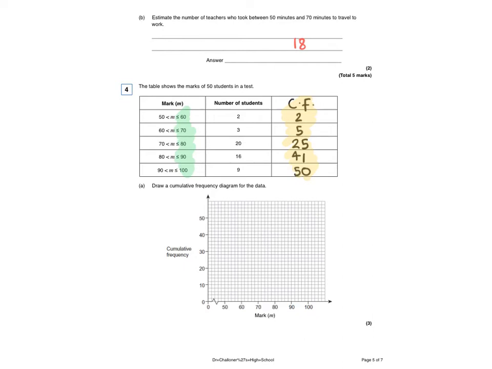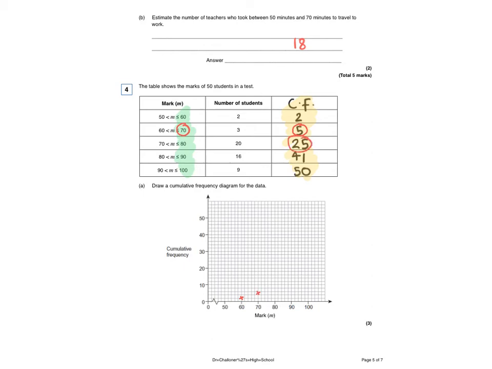2 people got between 50 and 60 marks. So I'm going to find 60 marks on the x-axis, plot that against 2 on the cumulative frequency axis. 5 people in total got up to 70 marks. So I find 70 marks and I plot that against 5 people.